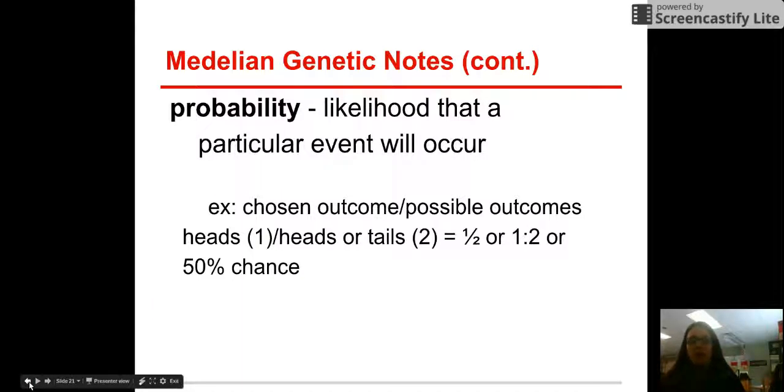For example, when you flip a coin, you get a 50-50 chance of getting heads or tails. But that doesn't happen every single time you flip a coin. If I have you guys flip a coin 100 times, it's not always exactly going to be 50 heads and 50 tails. Maybe you guys end up with 52 heads and 48 tails, okay? It shows you the likelihood that something's going to happen, which is what a Punnett square does.